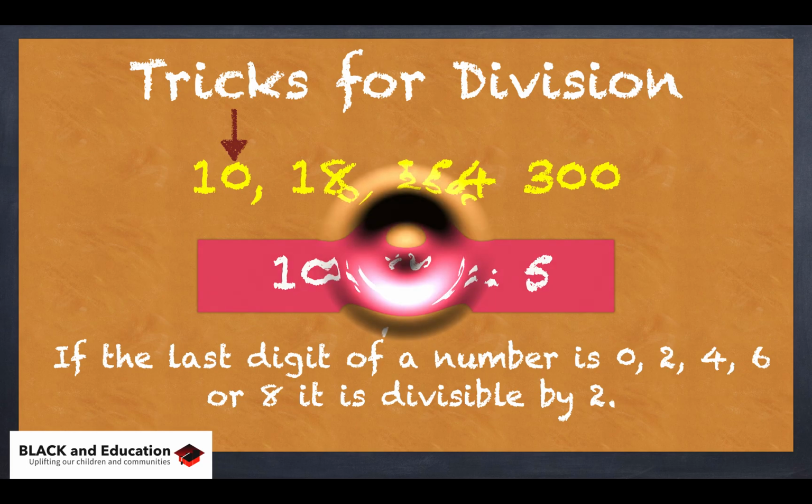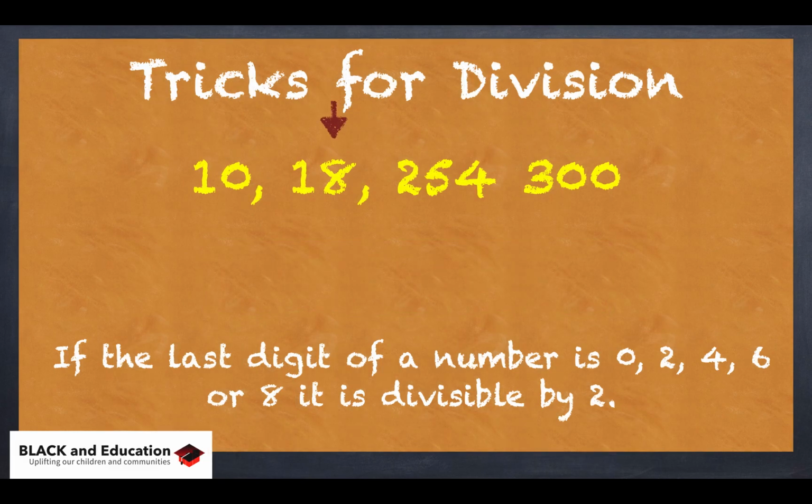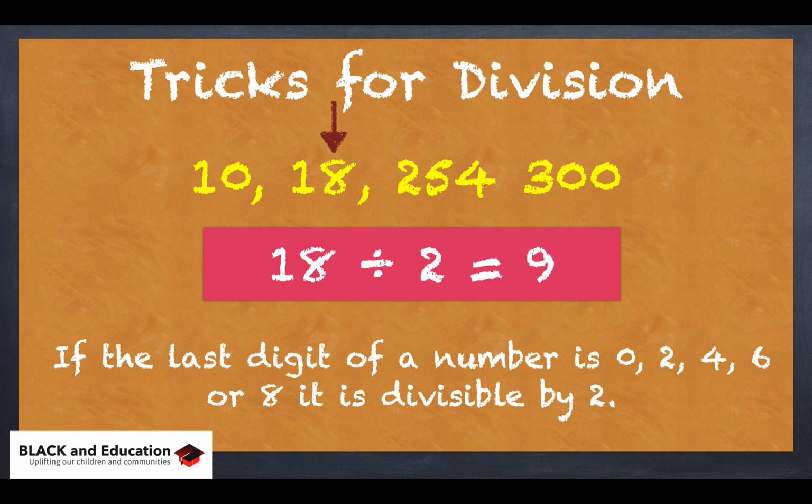Let's take another example here. Let's look at the number 18. So if I took 18 and divided that by 2, that's also going to divide evenly. 18 divided by 2 will be 9. 2 will go into 18 9 times with no remainders.